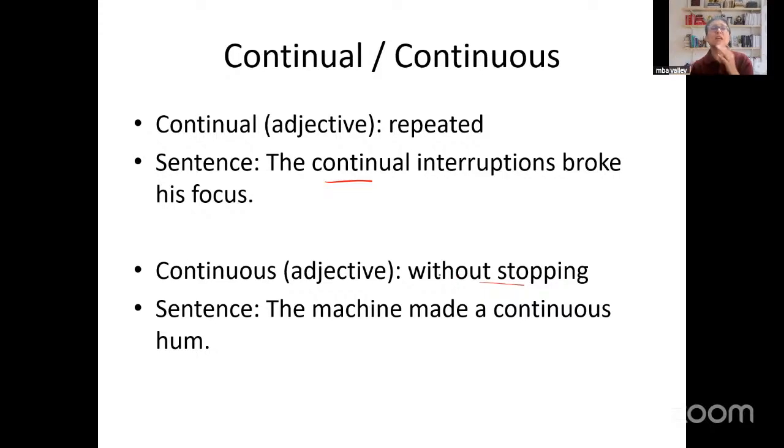Like when it rains continuously the whole day, we say continuous rainfall. So continuous rainfall means it has been raining throughout the day, right? But continual means repeated. The machine made a continuous hum, which means that humming sound did not stop. Okay, so something which starts and stops and starts again is continual and not continuous. Be very cautious with these words.